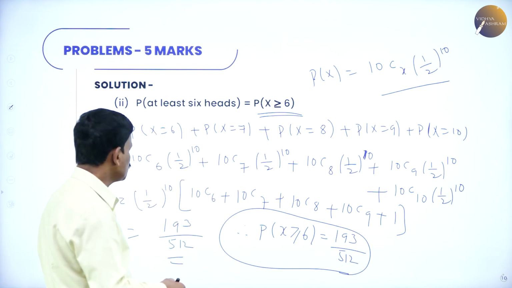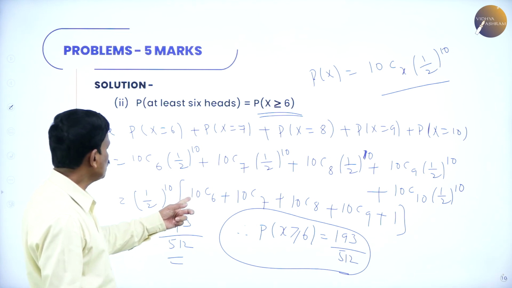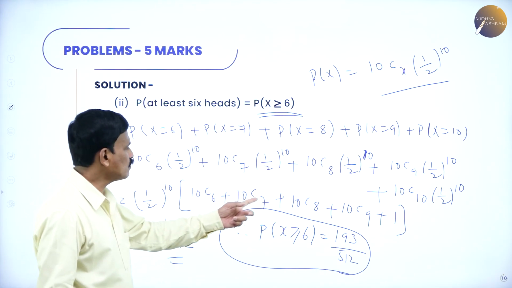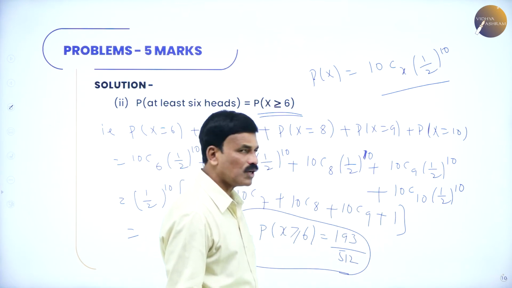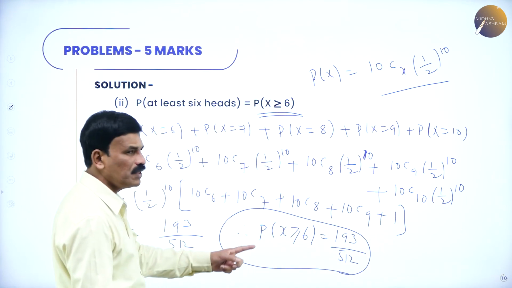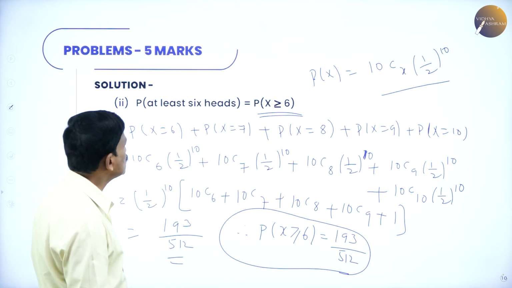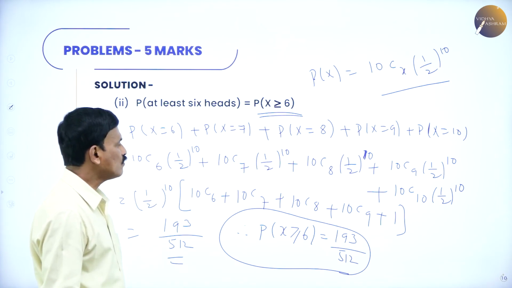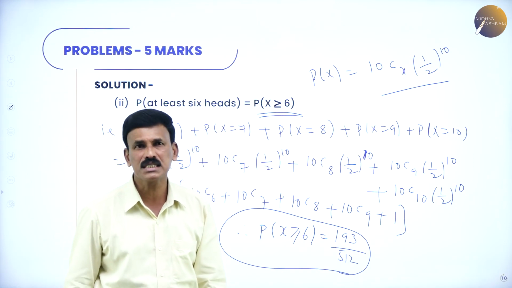You can take 1 by 2 to the power of 10 as the common factor. What are the terms remaining? 10c6, 10c7 plus 10c8, 10c9, and 10c10 is 1. So after simplifying this, we are going to get 193 divided by 512. Hence the probability of x is greater than or equal to 6 is 193 divided by 512. This is for the second case.